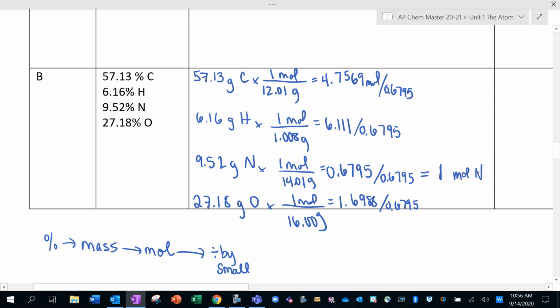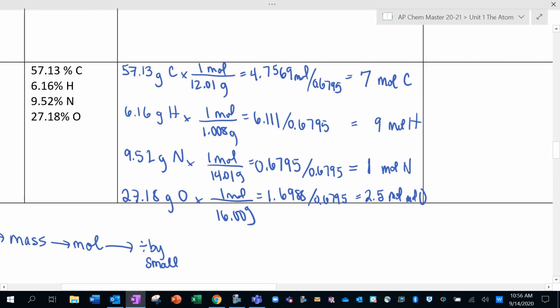Okay. And then if we look at these other numbers, for carbon, you end up getting 7.00. So we can round that to 7. The hydrogen, you get 8.99. So we can round that to 9. And then the last one we get 2.5. Sorry, I got lost in my math there. Okay, this is 2.5 moles of oxygen. And so that is a divide by small.